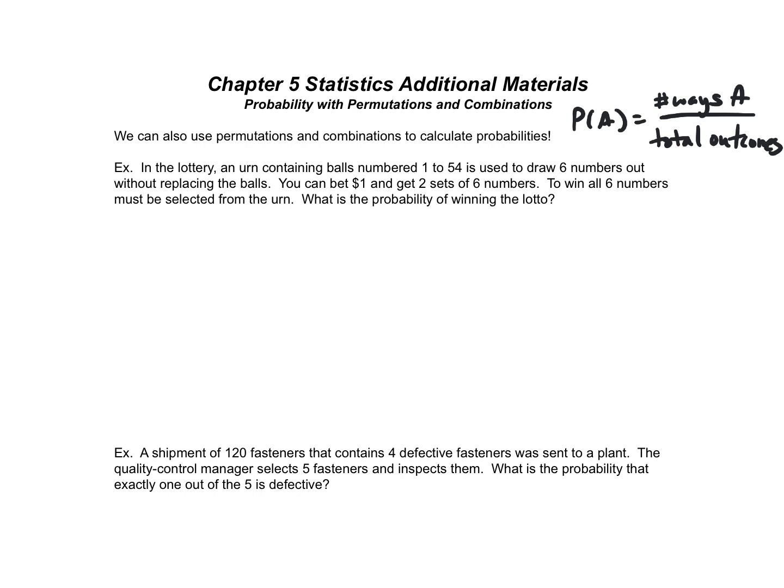So let's look at this first example. It says on a lottery, an urn containing balls numbered 1 to 54 is used to draw 6 numbers out without replacing the balls. You can bet $1 and get 2 sets of 6 numbers. To win, all 6 numbers must be selected. What is the probability of winning this lottery? So we have 54 balls. And our goal is to say, what's the probability we win this lottery?